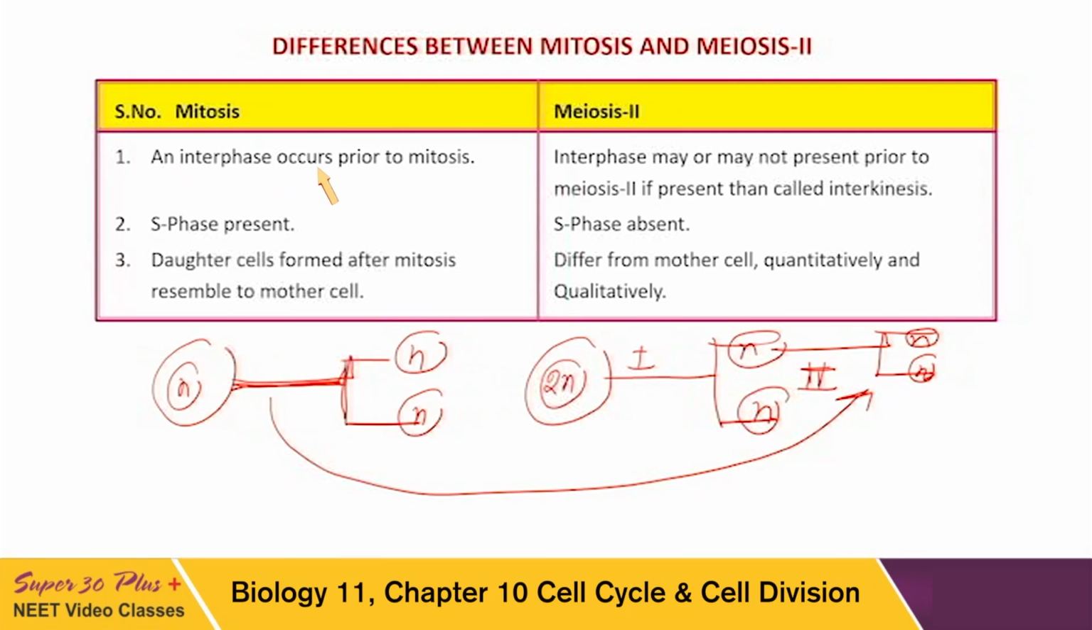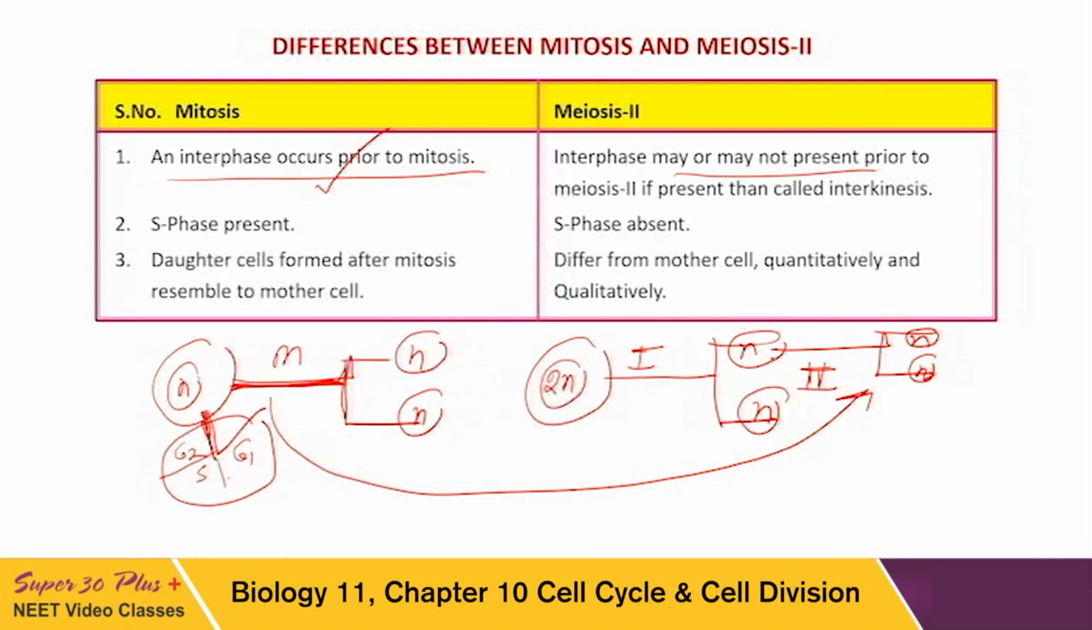An interphase prior to mitosis. Interphase. This mitosis is there. You see, here interphase is very much essential, that before it enters into this M phase, there was G1, there was S, and there was G2. So in normal mitosis, before it enters into M phase, interphase is very much essential. Here interphase may or may not be there, because it has been formed right now.